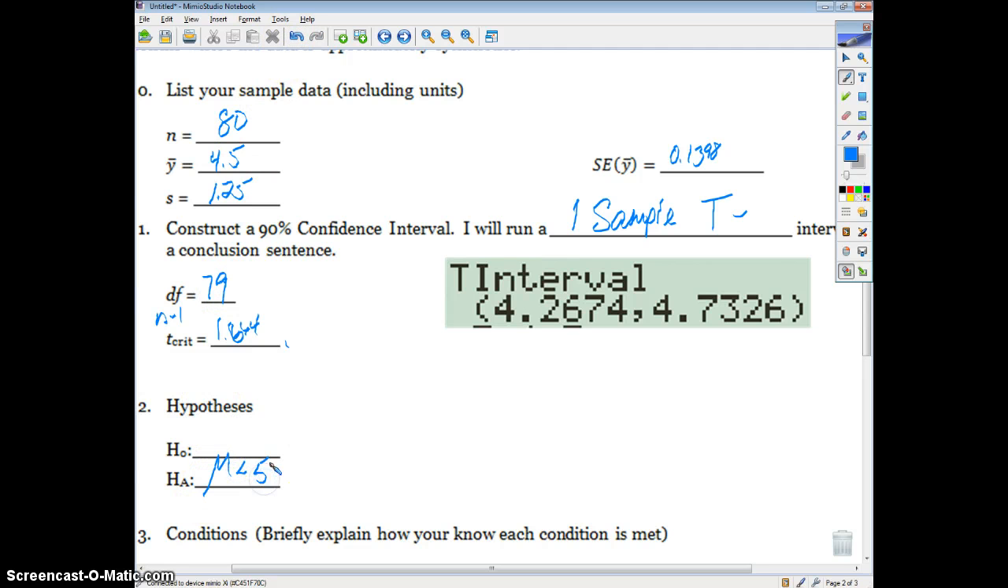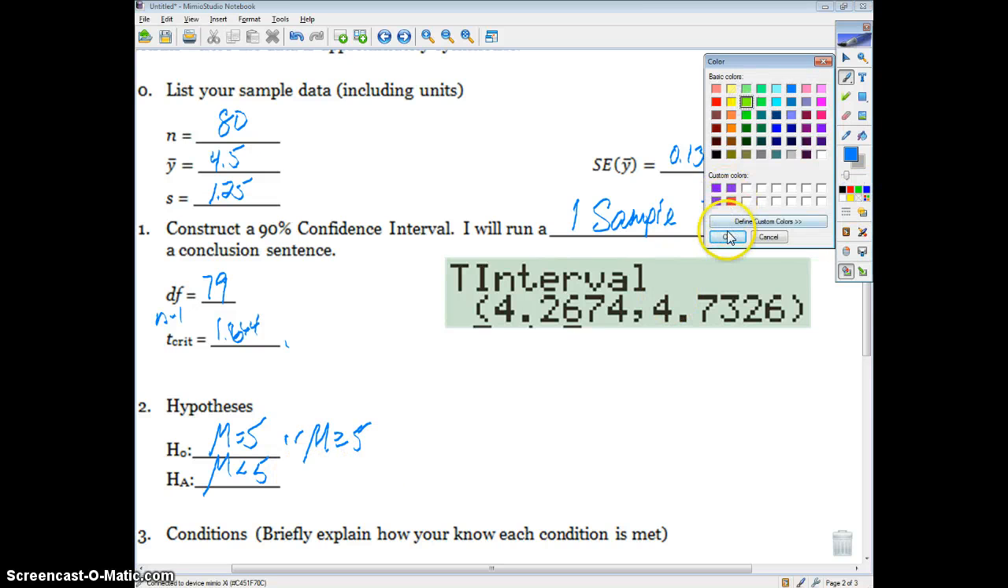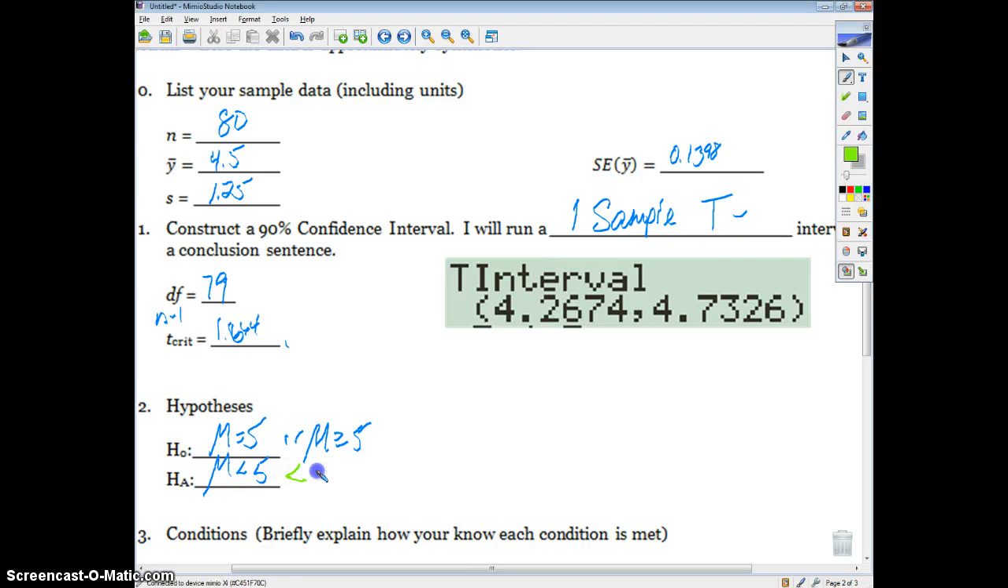Now, for our hypotheses, again, the guy running for re-election is claiming that mu is less than 5. Okay. Which then means the null hypothesis is either that mu equals 5 or mu is greater than or equal to 5. We know it's not the second one, but either way, it doesn't matter. Since our alternative hypothesis is mu is less than 5, that means we will have a left-tailed or left-sided test.